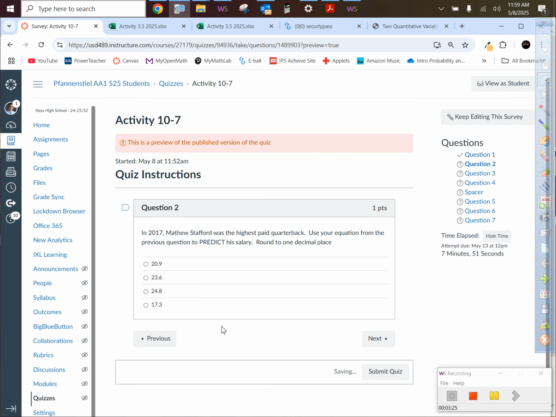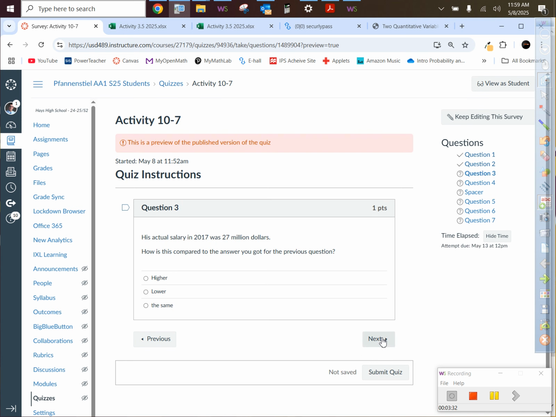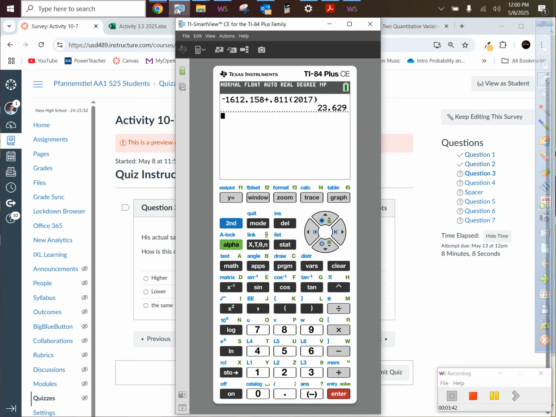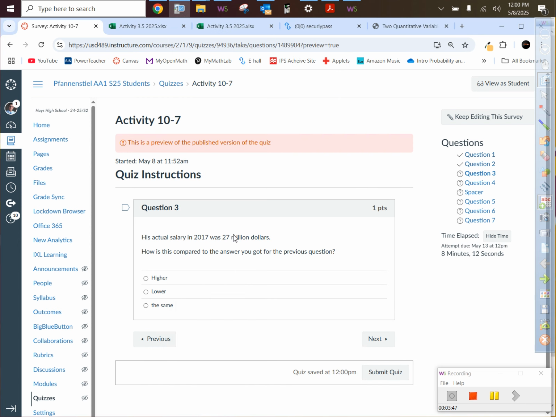So we go in here and boom, there you go, 23.6 is one of the choices. But on the next slide, again, please pause the video if I'm going too fast, he actually made $27 million that year, right? So we predicted with this line that he would make 23.6, but he actually made $27 million. So how does this compare to the answer we got? It's either higher, lower, or the same. You can answer that.